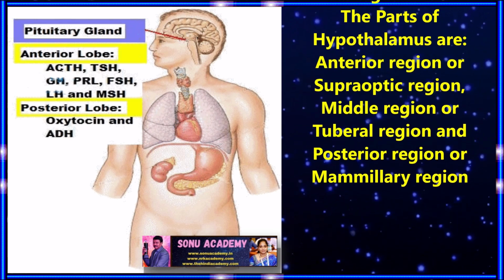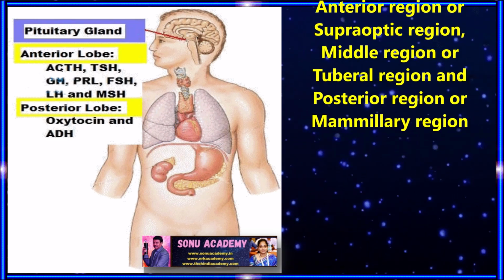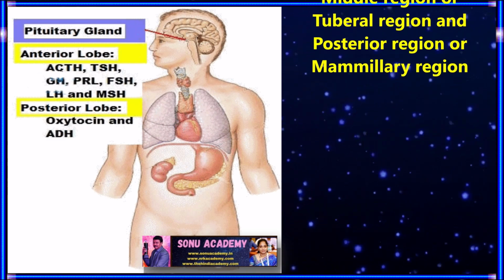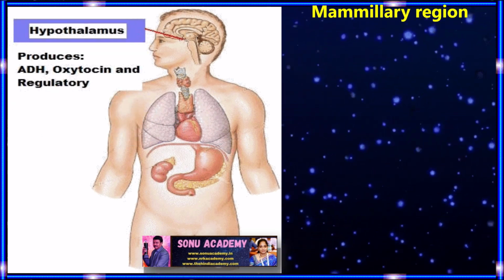Children, let us discuss the parts of the hypothalamus. First one is the anterior region, second one is the middle region, third one is the posterior region.